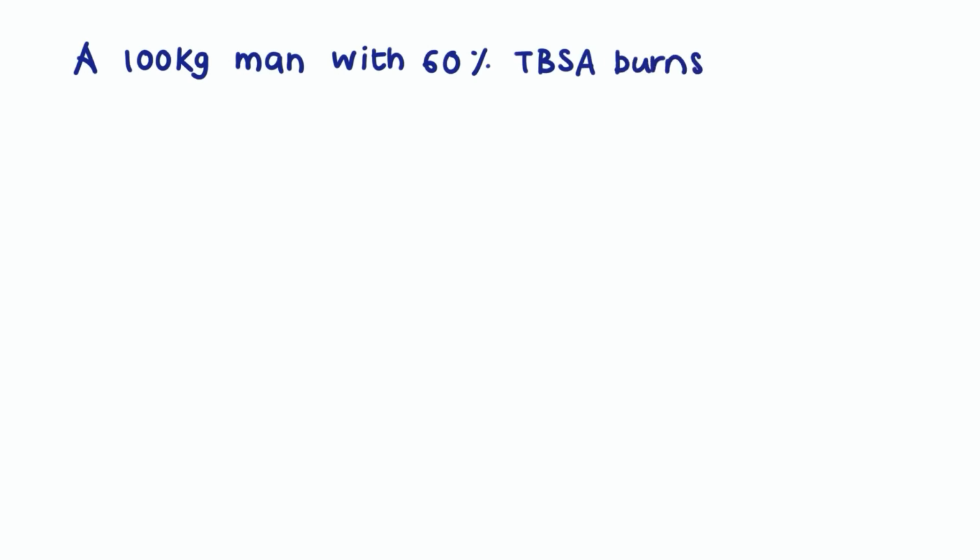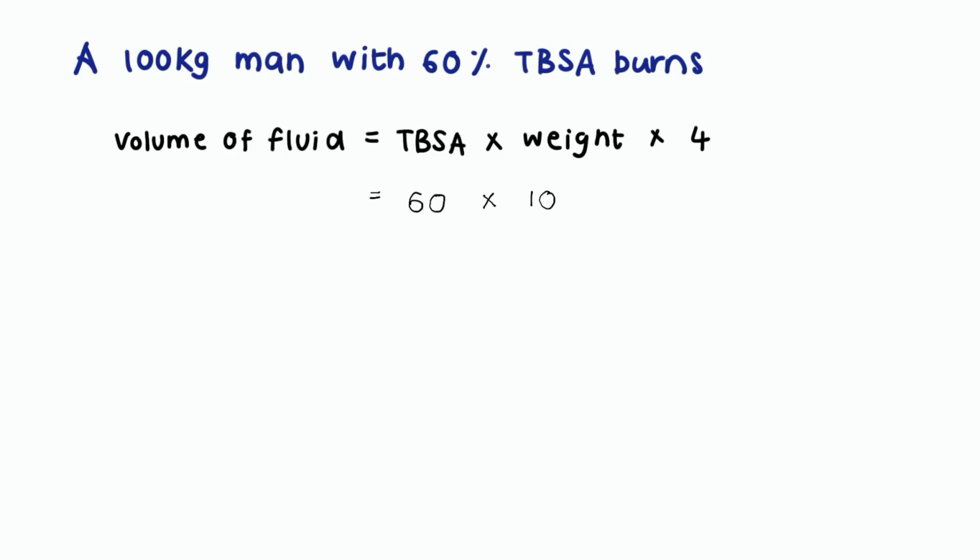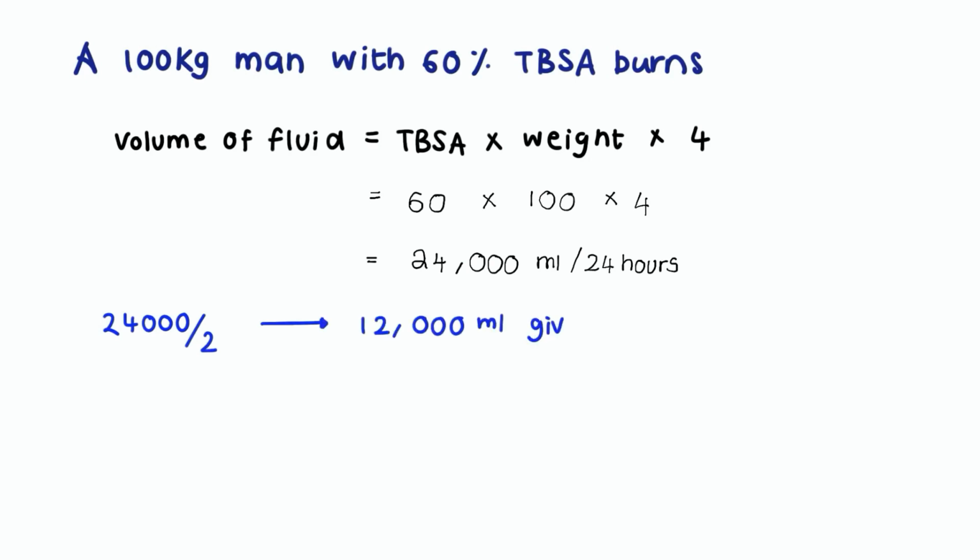A 100 kilogram man with 60% total body surface area burns. So how much fluid should we administer? According to the Parkland's formula, the volume of fluid equals total body surface area of the burns multiplied by weight of the patient times 4. So this patient will require 4 times 60 times 100. So that is 24,000 milliliters, which is given within 24 hours. And one half of that volume, that is 12,000 milliliters, is provided in the first 8 hours. The remaining half of the fluids is administered during the subsequent 16 hours.